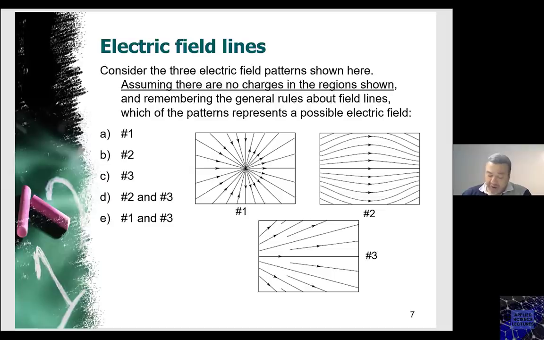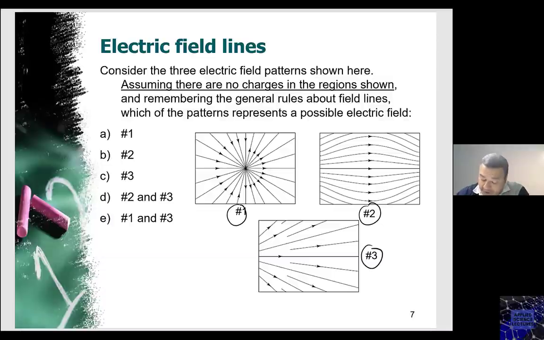Okay, so let's move on. Consider the three electric field patterns shown here, assuming there are no charges in the regions shown, and remembering the general rules about field lines, which of the patterns represents a possible electric field? Is it number one, is it number two, and/or number three, and why?